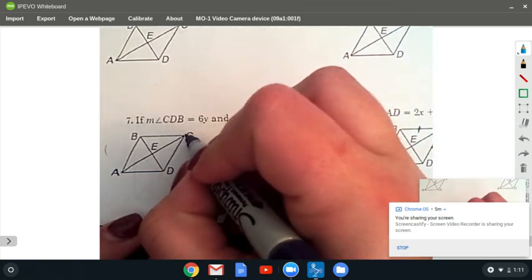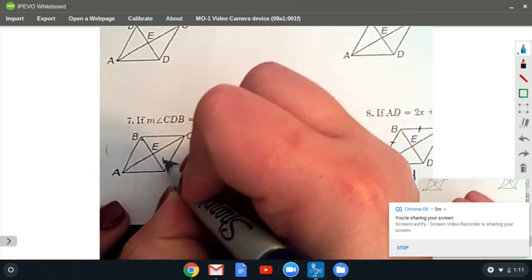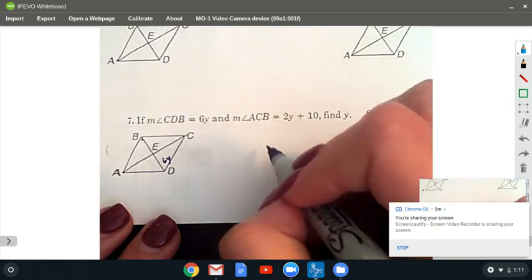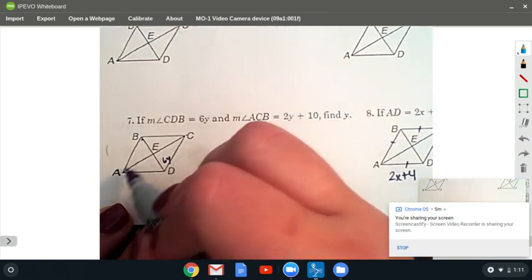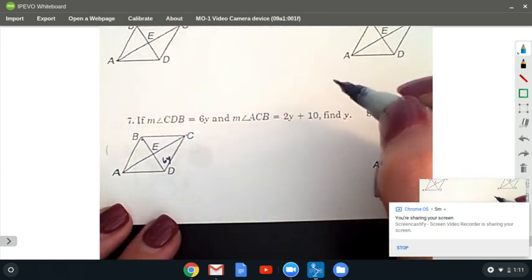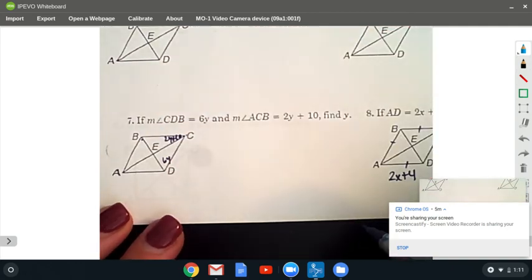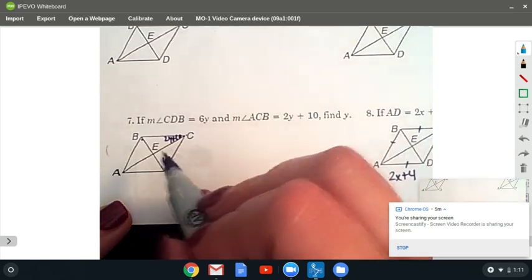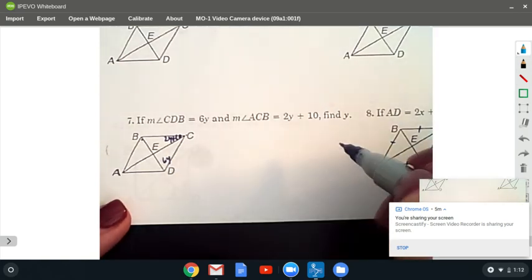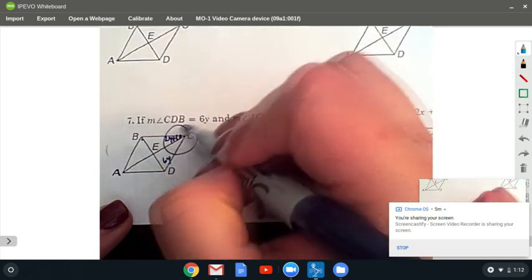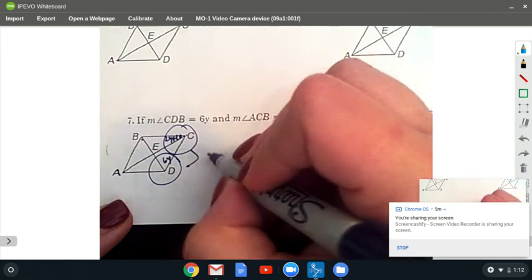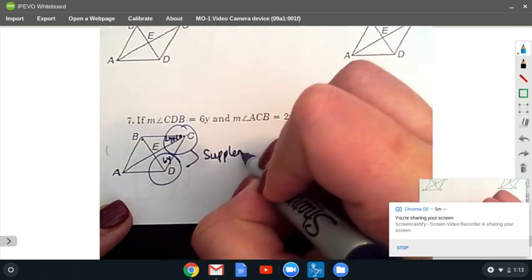Angle CDB is 6y. Angle ACB is 2y plus 10. Find y. Okay, so this is a tough one too. So what I do know is that these angles are supplementary, so they add to 180.